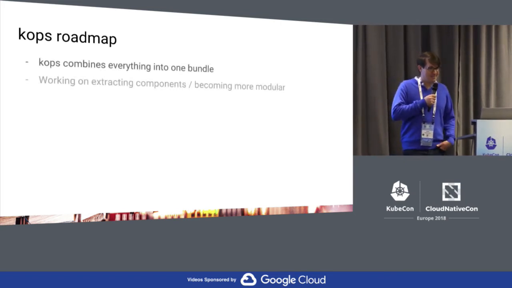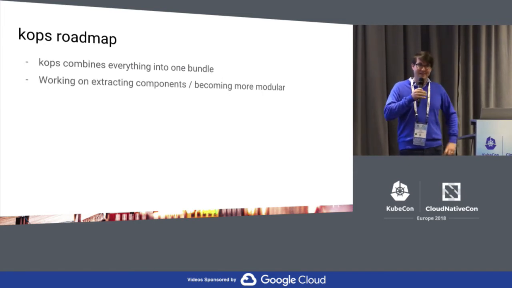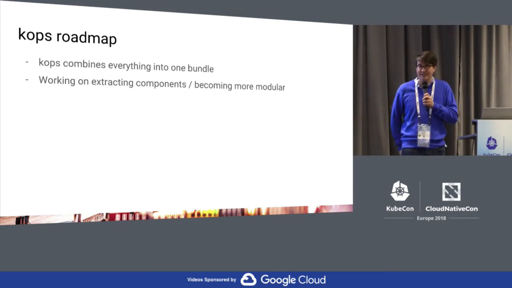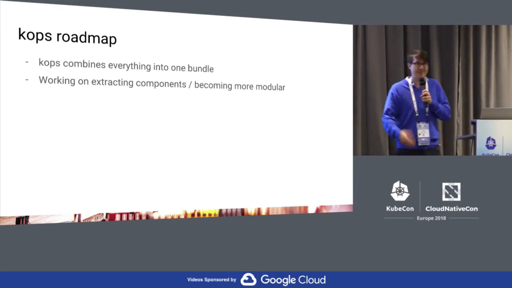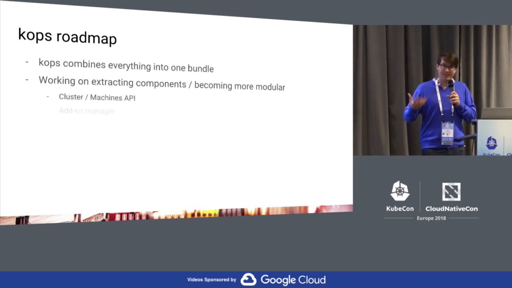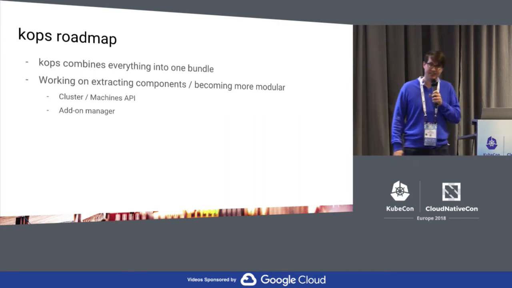The big items on the roadmap. Currently, kops combines everything into one mega opinionated system, and we're working on splitting that out into components and becoming more modular. You'll see this lines up a lot with the Cluster Lifecycle goals. So the hope is to provide those as opinions and options that we can consider for the Cluster API. So for the Cluster Lifecycle work items, obviously we want to adopt the cluster machines API. The machines API itself will be much easier for kops to adopt than the Cluster API. So the machines API is really where we're focusing initially.